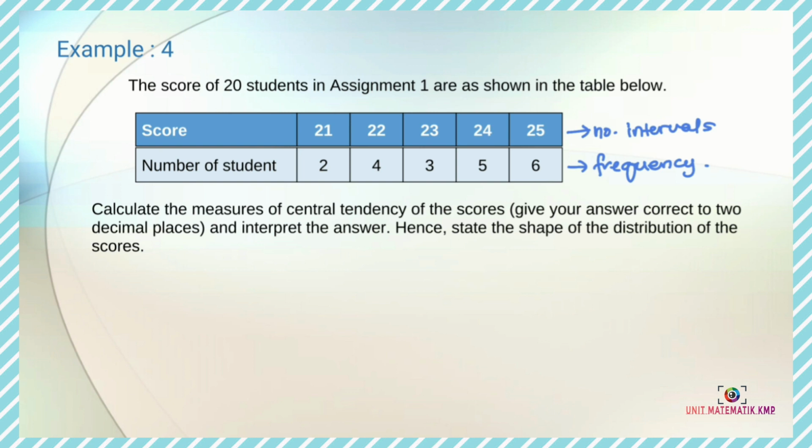Now, we have to calculate the measures of central tendency. What is measures of central tendency? The measures of central tendency are known as mean, median, and mode. So, the first one, we have to find the mean.